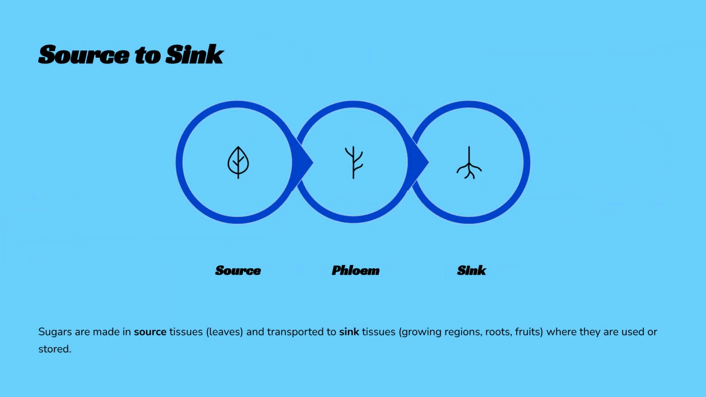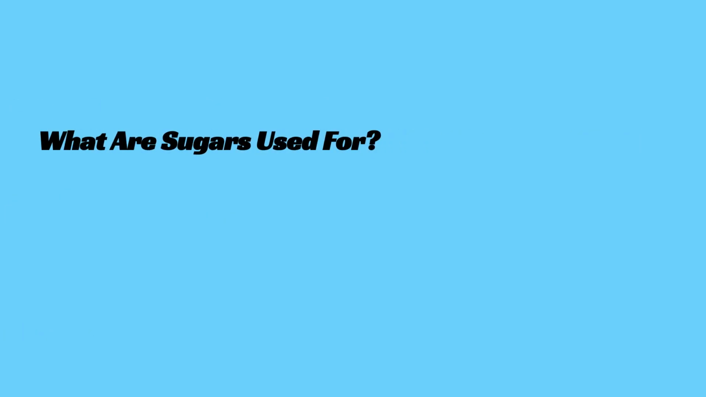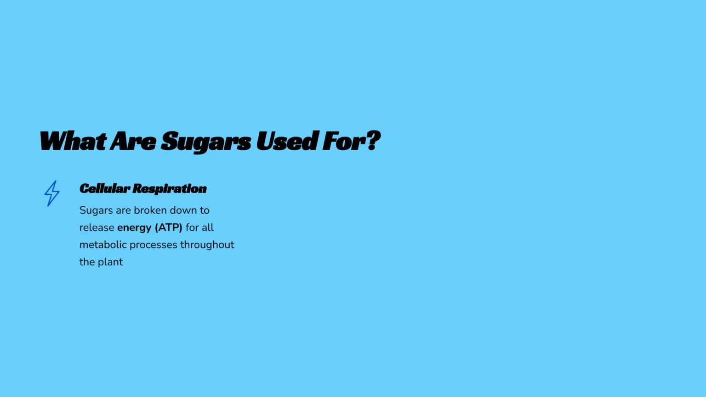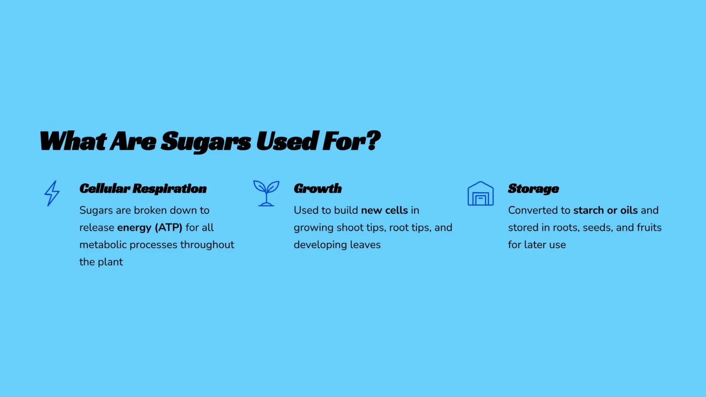In translocation, sugars move from a source tissue, such as leaves where they are made, to a sink tissue, like roots, growing regions, or fruits, where they are used or stored. Sugars are used for cellular respiration to release energy, for growth to build new cells, and for storage, converted into starch or oils in various plant parts.